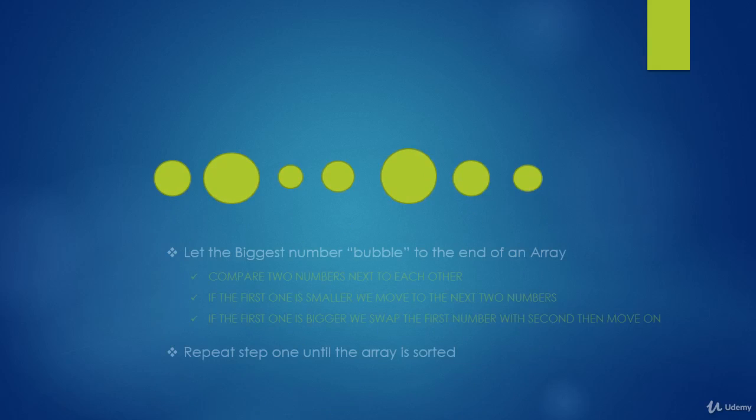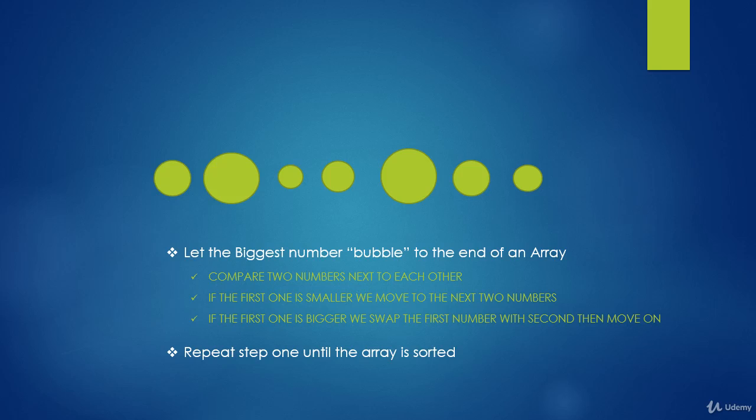So the idea behind bubble sort is to let the biggest number kind of bubble to the end of our array. Then do it again with the second biggest, third, and so on and so on. And after doing this with the last number, the array is sorted. So now we have to figure out how to get the biggest element to the end.